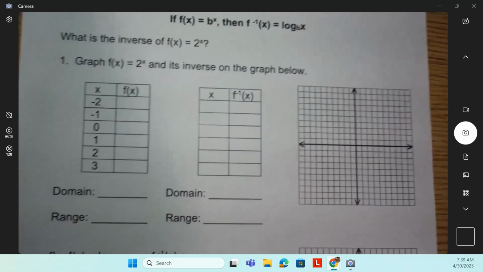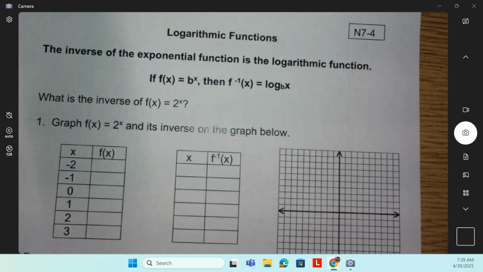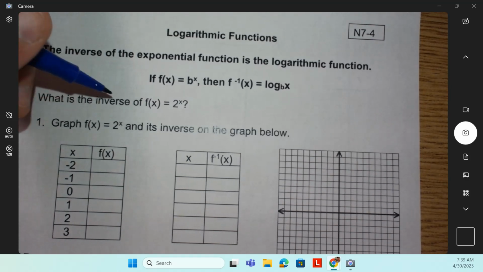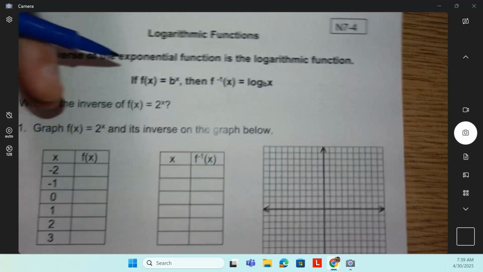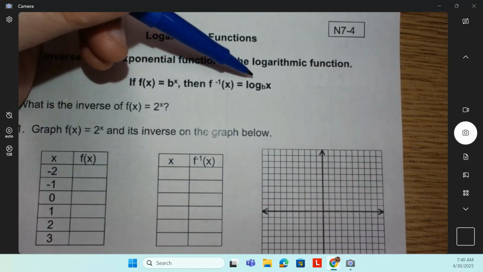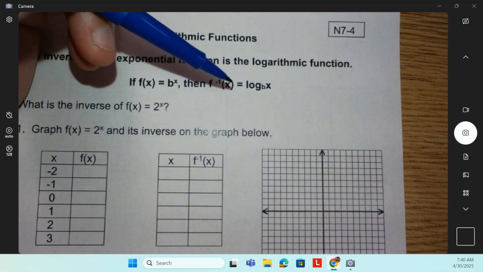Looking at 7.4. This is going over logarithmic functions, finding the inverse of those. So when we're talking about finding the inverse, basically you're just going from the exponential to the log function, or from the log function to the exponential. So when it asks what is the inverse of f of x equals 2 to the power of x, well, the inverse of that is just going to be the log function of that. So it'll be log 2 of x.